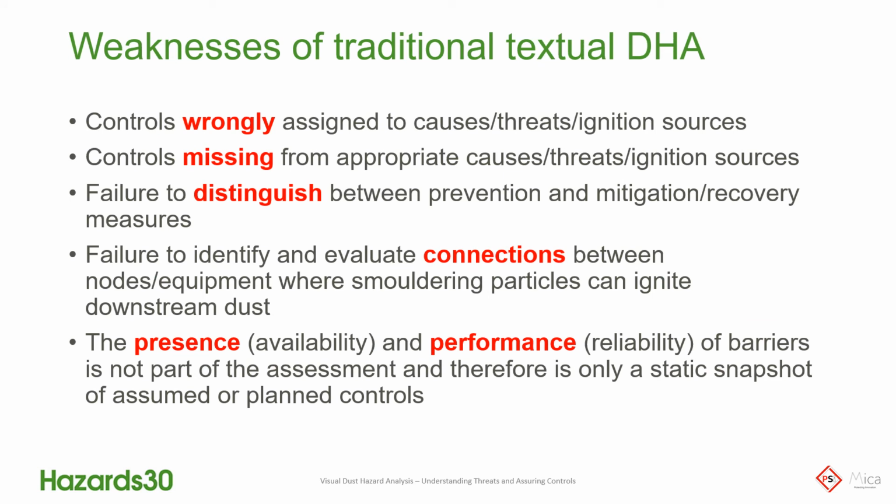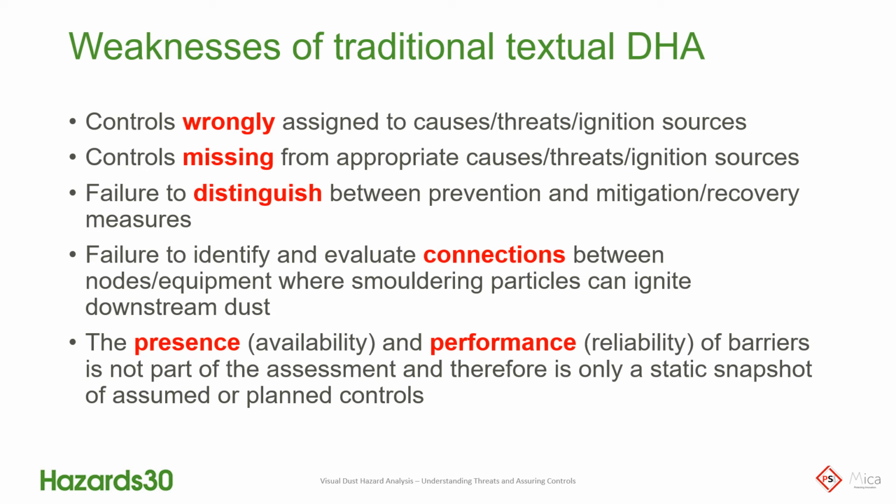So these are what we believe are some issues with traditional worksheet or spreadsheet dust hazard analyses. You could argue it's the same with conventional HAZOP or PHA, that the way it's structured in columns and rows doesn't give you that appropriate relationship. So possibly you're listing your controls or your safeguards, but they're not listed against the correct cause or ignition source, or you're missing them because they're not properly documented.